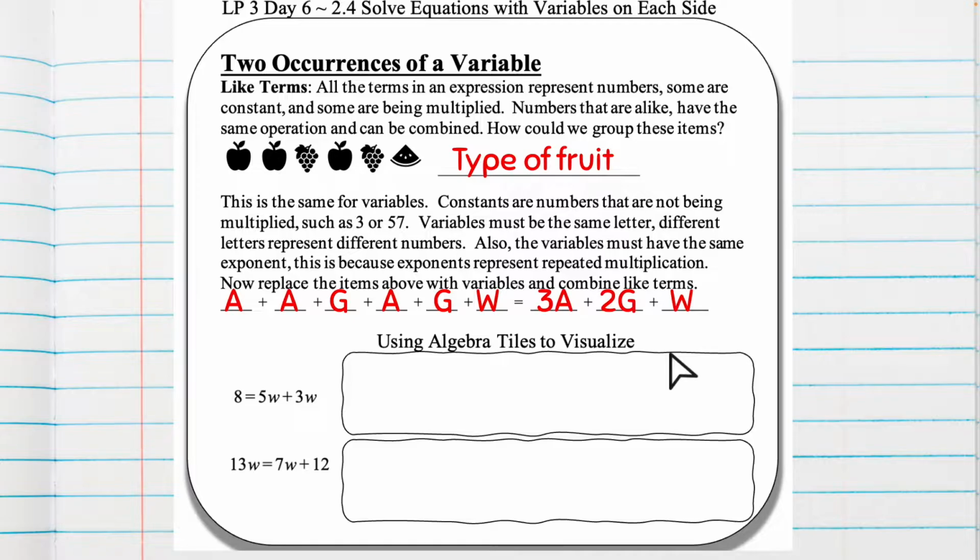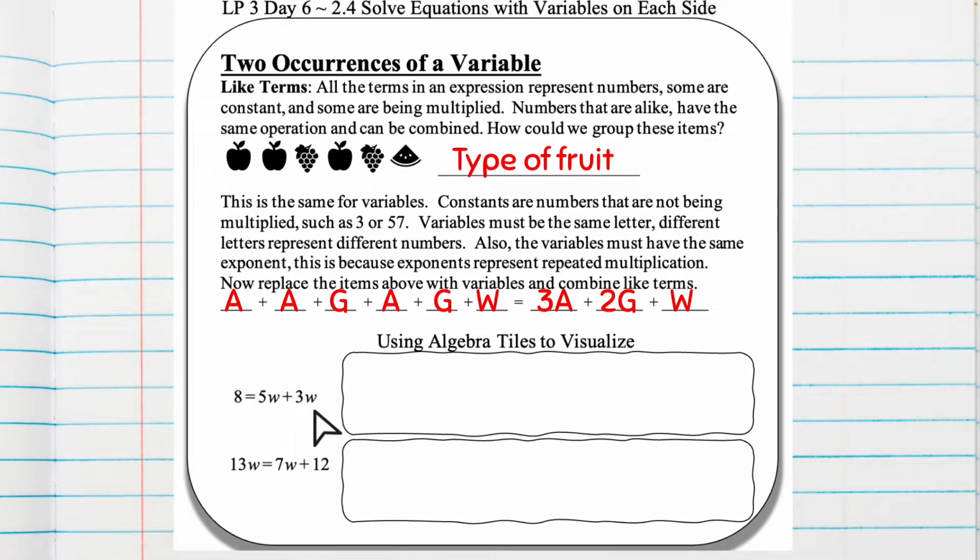All right, so now we're going to use algebra tiles to visualize these two problems here. And with this one, it looks something like what we've been doing for the last couple weeks, with the exception of now I have 2 occurrences of the variable. So before it would have been something like 8 equals 5w plus 3 without that extra w there, right? But now we have 5w plus 3w.